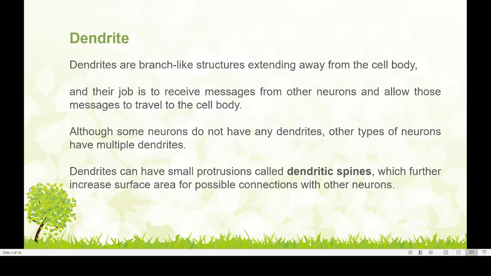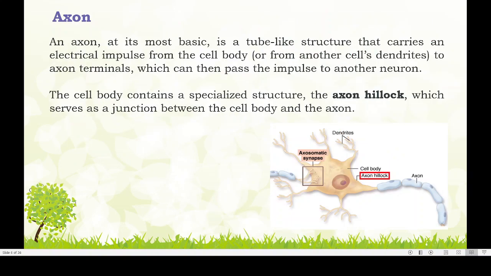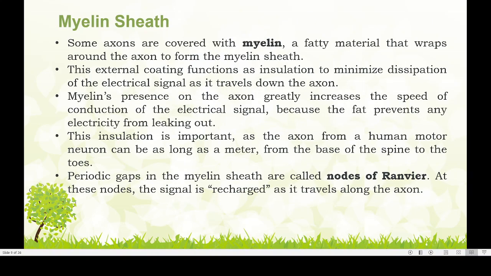and it is mostly made up of fatty tissues. So some axons are covered with myelin, a fatty material that wraps, meaning covers, the axon to form the myelin sheath. Now, based on the presence and absence of the myelin sheath, we can divide axons into those with the myelin sheath, called myelinated neurons, and those which do not possess a myelin sheath, called unmyelinated neurons. So there are two types of neurons, one with the myelin sheath and another without the myelin sheath.